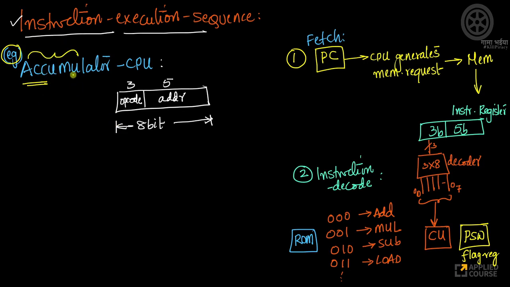Now imagine I have an accumulator CPU which has fixed length instructions. Let's assume my instruction length is 8-bit, and let's assume all I have is 1 address instructions, just for simplicity, so that you understand the instruction execution sequence. In these 1 address instructions, I have 3 bits for opcode and let's say 5 bits for address. Now, given this, how does the whole thing work?